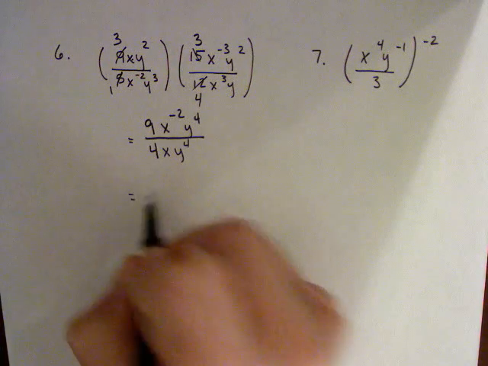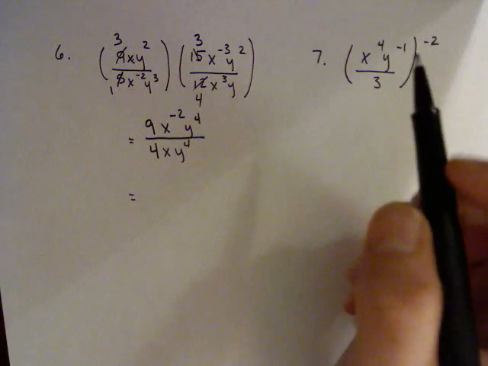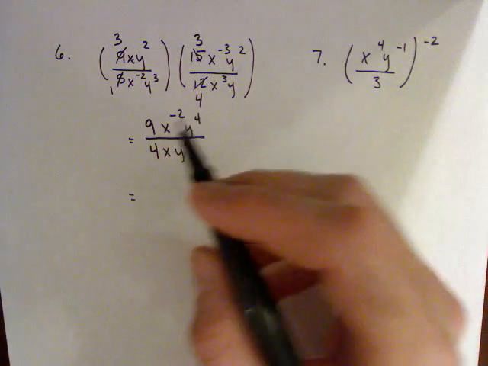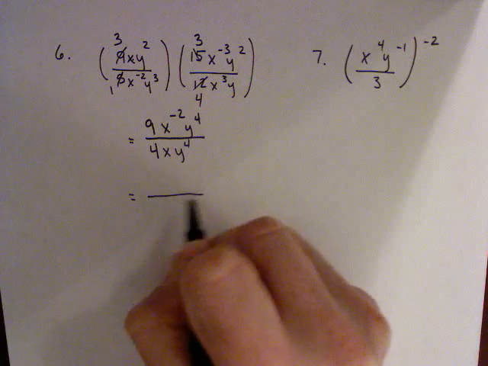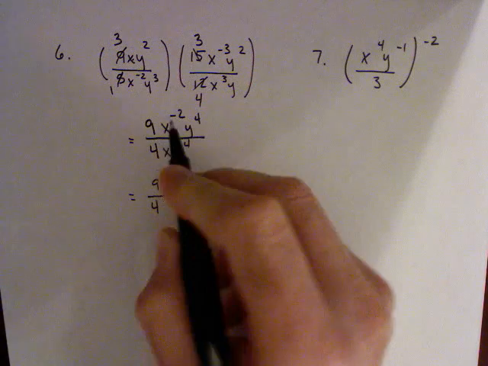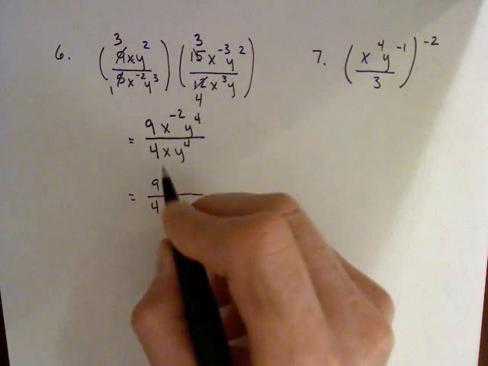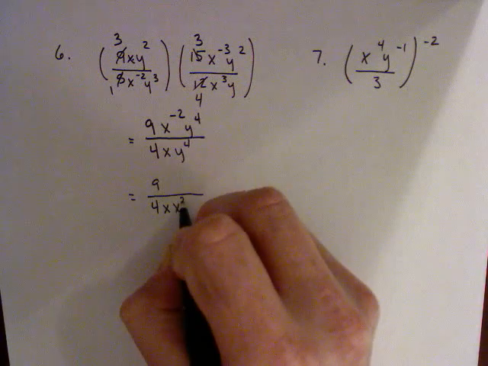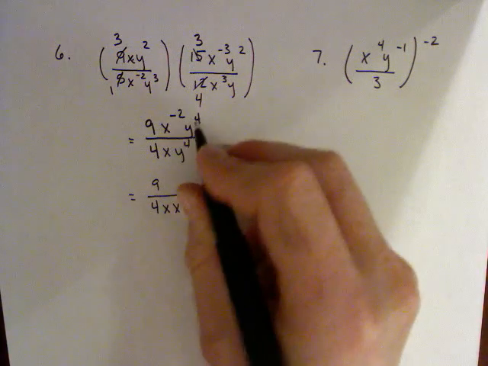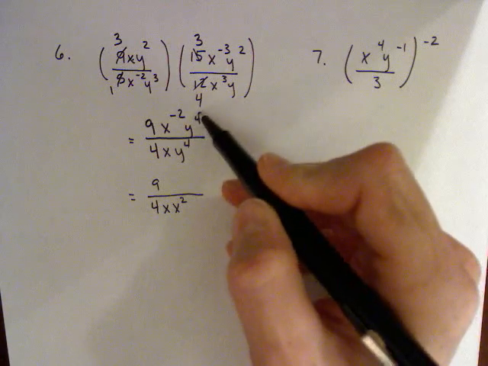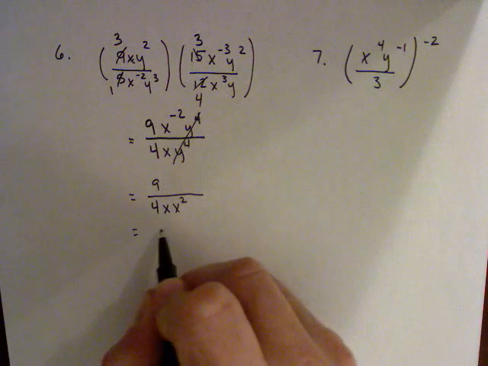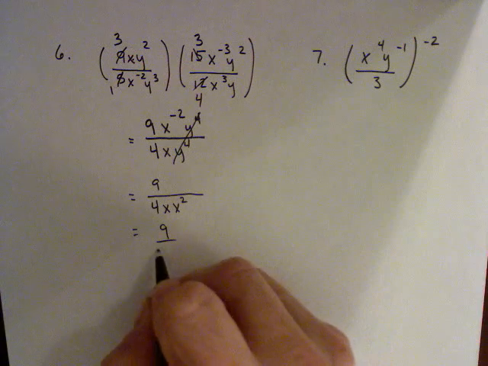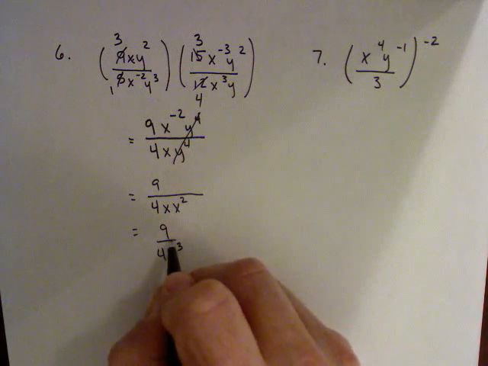We then need to make all negative exponents positive, so we'll do that by dropping this x to the negative second to the denominator. So we'll have this x times x to the second, and then y to the fourth and y to the fourth cancel out. So our final result will be 9 over 4x to the third.